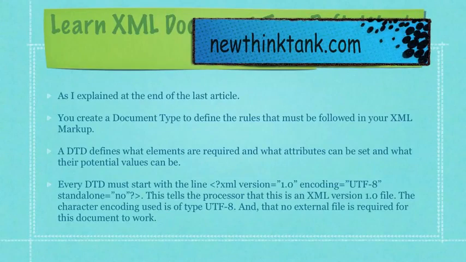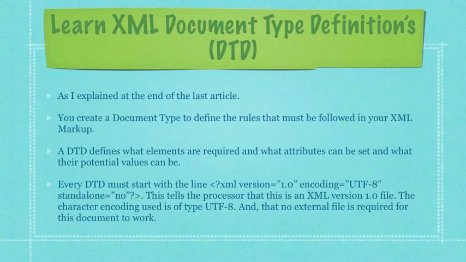As I explained at the end of the last article, you create a document type to define the rules that must be followed in your XML markup. A DTD defines what elements are required, what attributes can be set, and what their potential values can be.